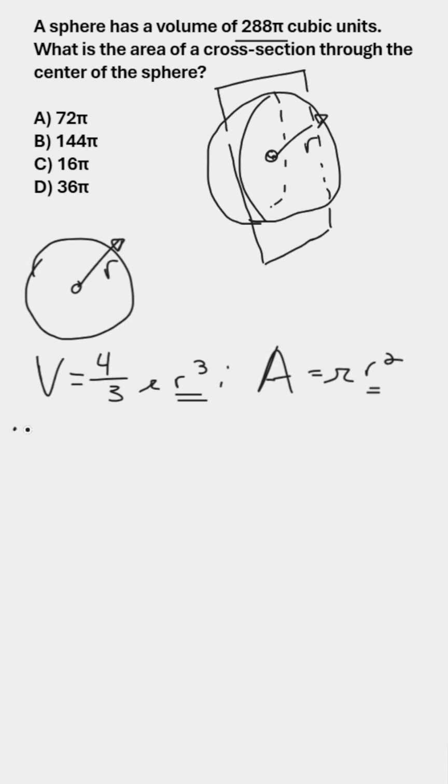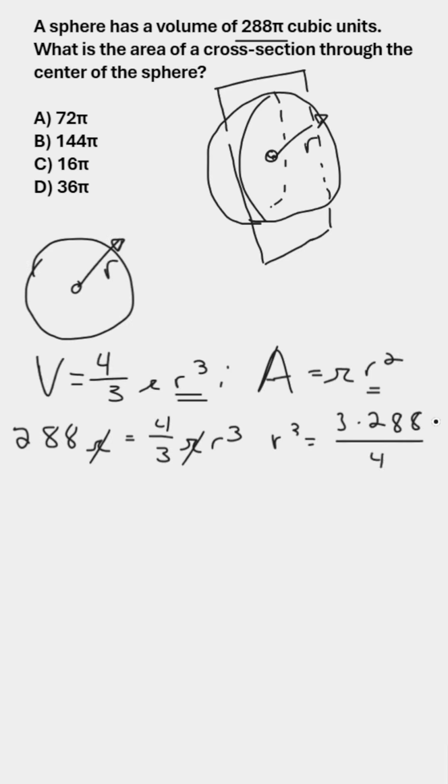So let's try that. We've got 288 pi is equal to 4/3 pi r cubed. We've got a pi on both sides, so we can cancel those out. And we can say that r cubed is equal to 3 times 288 over 4. Okay, I see that 288 is even, so we're going to see if we can divide 288 by 4, and that would make our lives really easy.